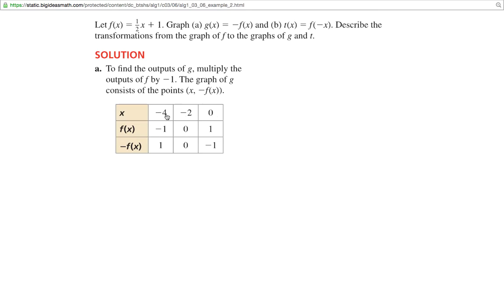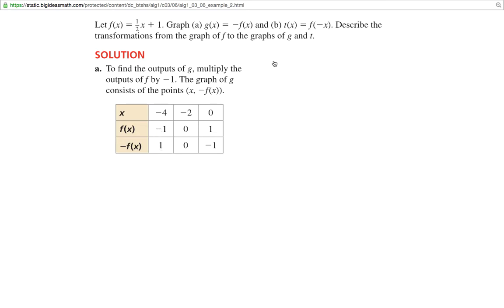You can pick any one you want. Well, when you plug -4 into the original, you'll get -1. So you plug in -4 here, -4 times 1/2 is -2. -2 plus 1 is -1. That's where this comes from. Now that you have your output, notice it's saying -1 times your output. -1 times your -1 gives you +1. So we're actually going to graph the points (-4, 1), (-2, 0), and (0, -1), because they want to know the point. You're always doing the inputs and whatever your output is there.